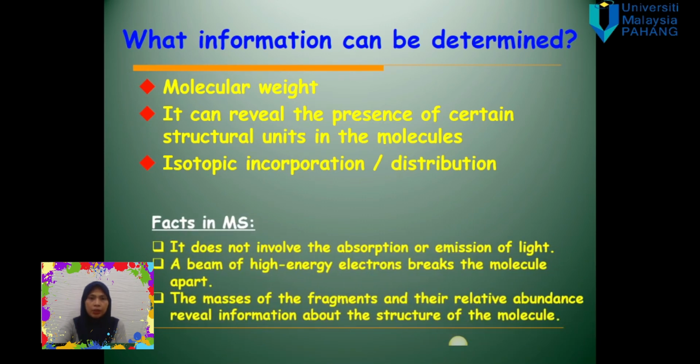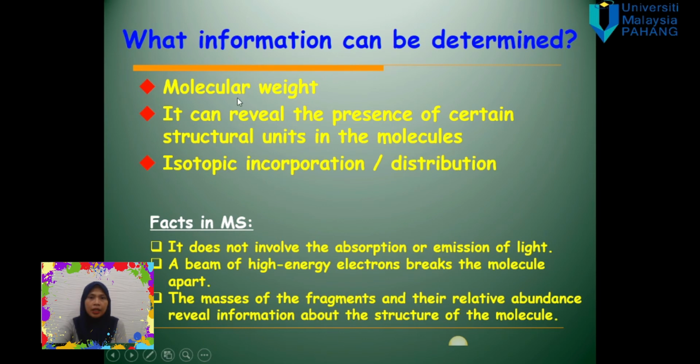What information can be determined from the mass spectrum? We can know about the molecular weight, the presence of certain structural units in the molecule, and the isotopic incorporation or distribution.